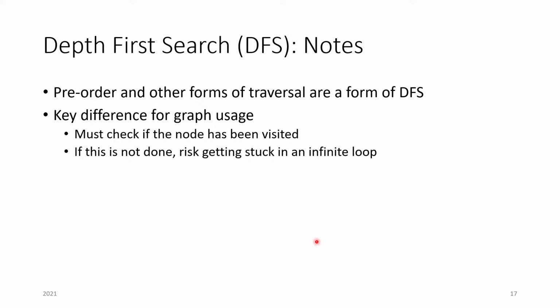Now, there's one key difference here for graph usage. You need to make sure that you check if the node has already been visited to prevent any revisits. It's also possible that if you don't do this check and you keep on revisiting the node, you'll end up getting stuck in an infinite loop and you never complete that search. That's why it is important to have this node tracker to keep track of it, so that way you don't revisit any nodes that you already have visited when you do depth first search.